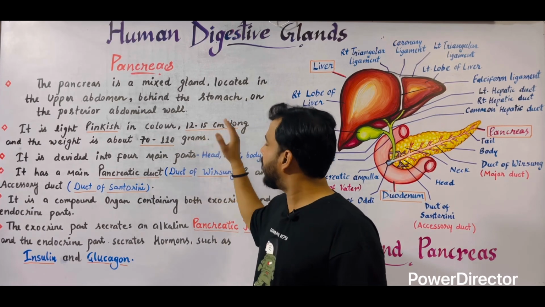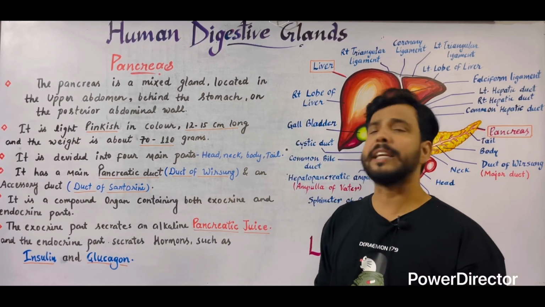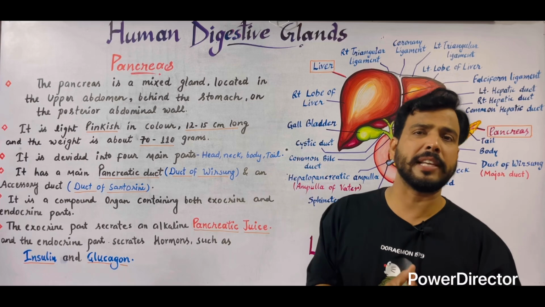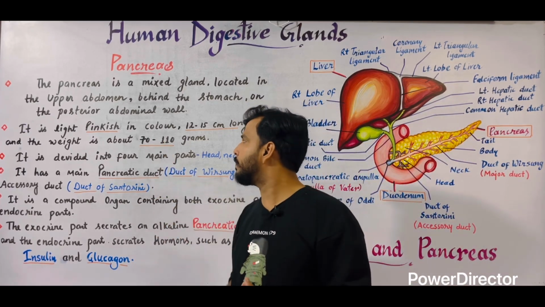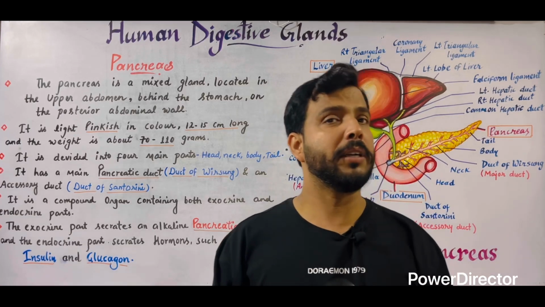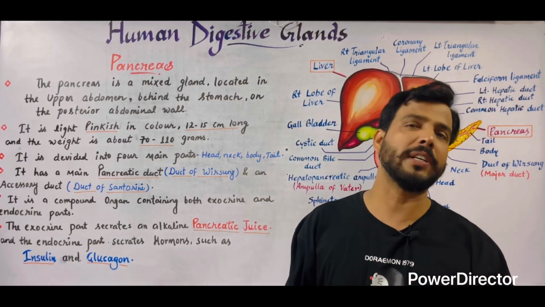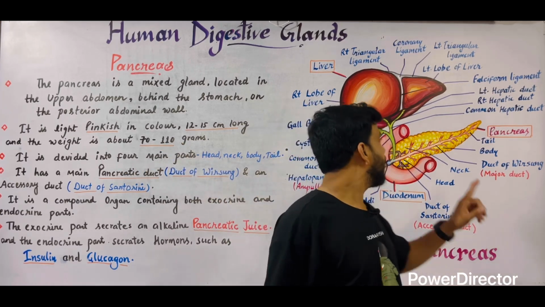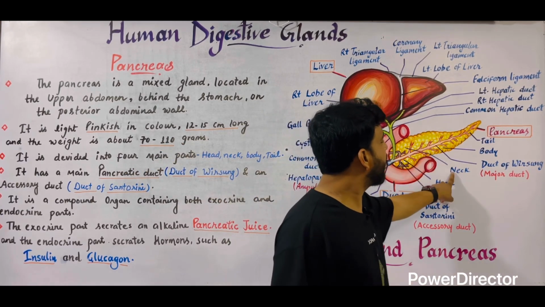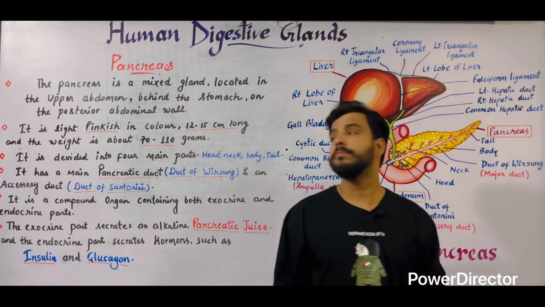And the length is about 12 to 15 centimeters. And the weight of the pancreas is about 70 to 110 grams. It is divided into four main parts: the head, the neck, the body, and the tail.